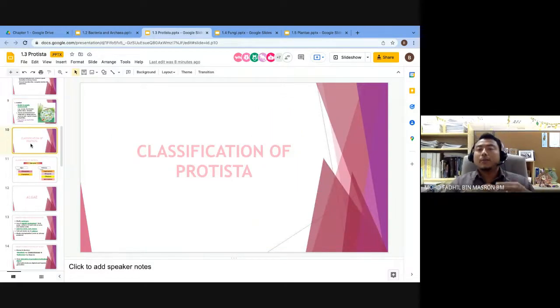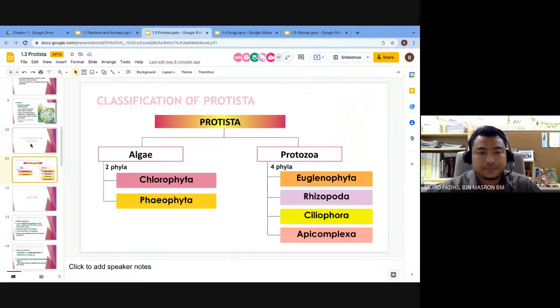Okay, so now that we have understood the characteristics ataupun syarat-syarat wajib untuk masuk dalam kingdom protista, now we're going to study about the classification of protista. Macam mana kita nak kelas-kelaskan protista ni? Okay, next slide. So here we understand that under kingdom protista, there are 6 phyla. So what are those 6 phyla? Chlorophyta, Phaeophyta, and then Euglenophyta, Rhizopoda, Ciliophora and Apicomplexa.